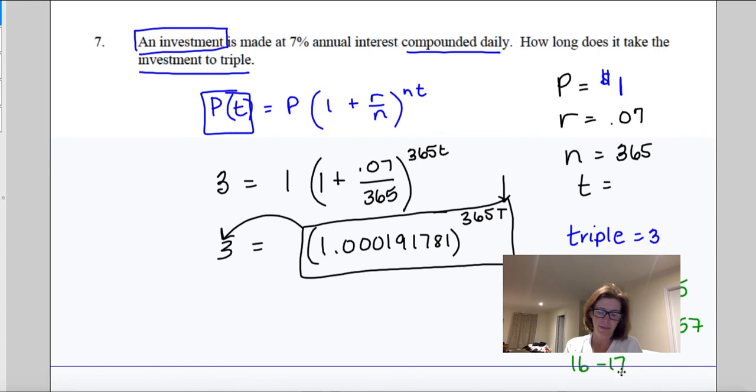Let's see. So 365 times, let's say 17. And that gives me 3.2. So when t is 17, we get 3.2. So it would have to be between 15 and 17 years, so probably about 16.